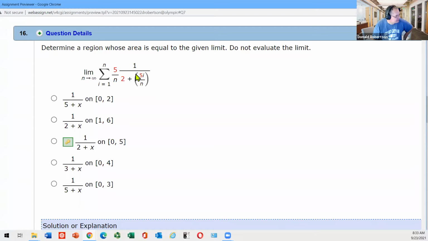In this question here, can you see that it's 1 over 2 plus this guy? And this guy here is basically delta x i. So that tells me it's a 1 over 2 plus x, right? 2 plus this guy, 2 plus x. This guy is essentially like your x-axis. How do I know it's from 0 to 5 and not 0 to 1? The 5 over n, the 5 on the top. Yep, that's it, the 5 on the top.